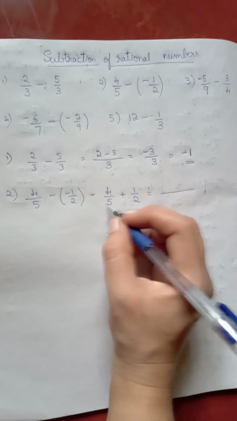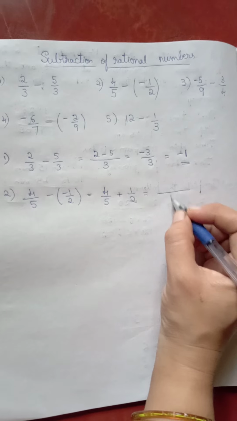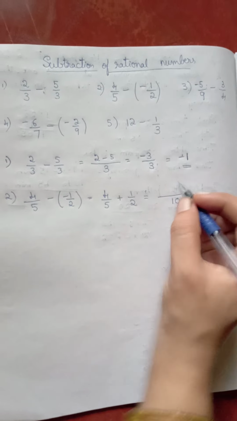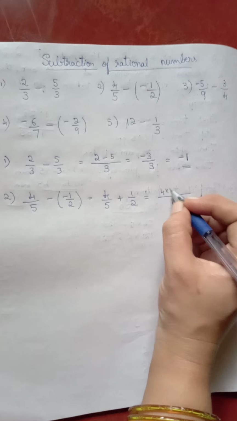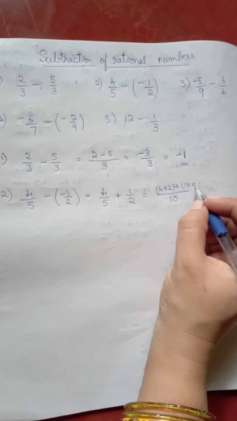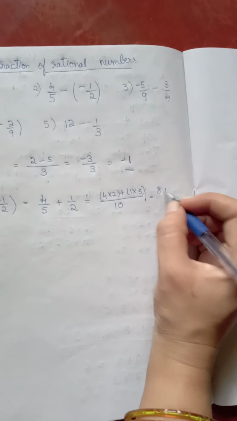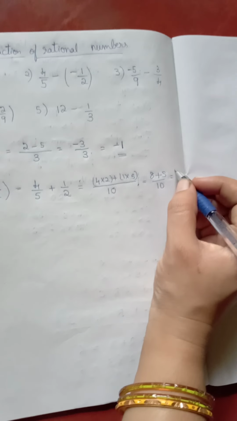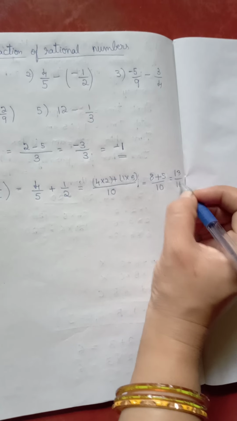Now take the LCM of 5 and 2. 5 into 2 is 10. So 4 into 2 plus 1 into 5, 8 plus 5 by 10. So the answer is 13 by 10.